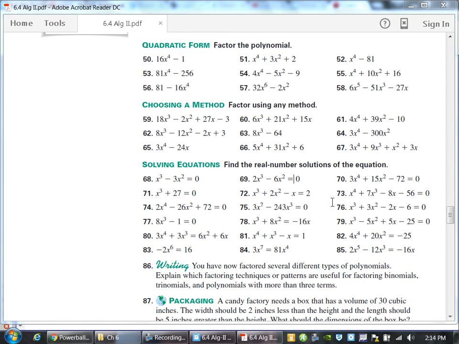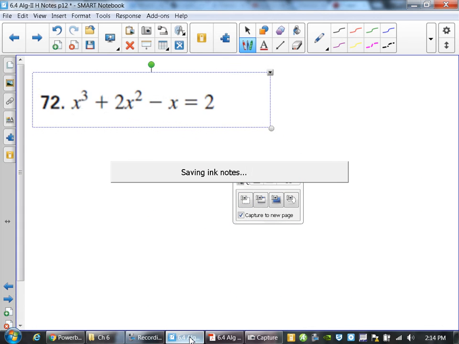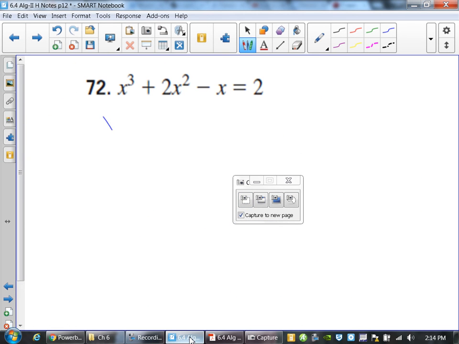You've got to get one side equal to 0. So right off the bat, subtract 2, you get x cubed plus 2x squared minus x minus 2 equals 0. Four terms, all in descending order. It's forcing you to group. When you group it, you're just pulling GCFs.